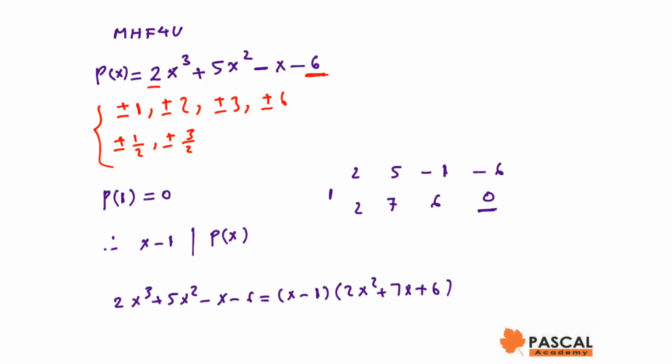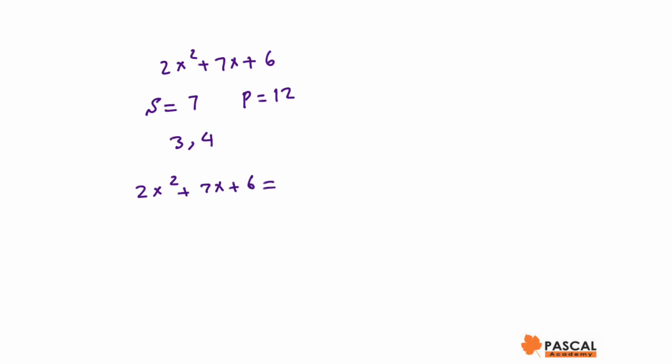Let's check if we can factor 2x^2 + 7x + 6. It is a quadratic trinomial. We are looking for two numbers that add up to 7 and whose product is 12. Obviously 3 and 4. There are different methods to factor this. I break down the middle term using 3 and 4: 2x^2 + 3x + 4x + 6.